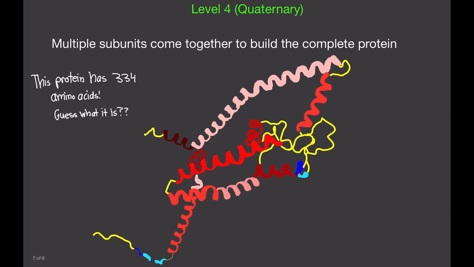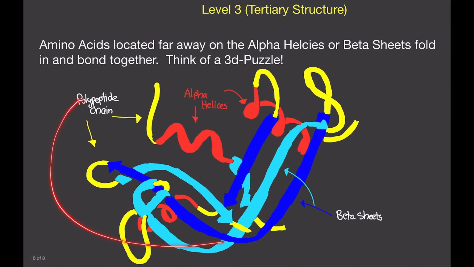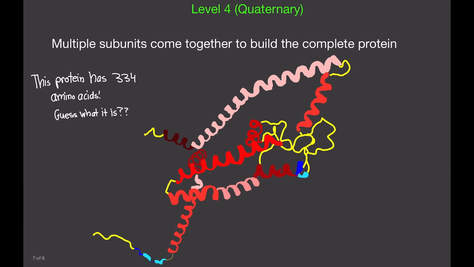Now, level 4, or the quaternary structure, is when multiple subunits come together to create a protein. So let's back up for a second. This right here is not a protein. This is one subunit of a protein. Now, when we combine multiple subunits together, then we get a protein. So they start bonding with each other. So multiple subunits, a lot of alpha helices, a lot of beta sheets come together from different subunits, different polypeptide chains, and we get a protein structure.